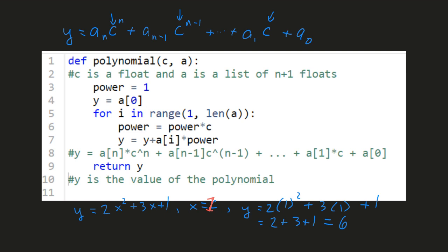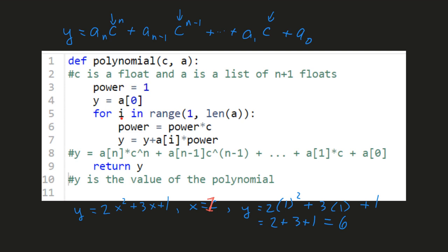It is taking as input a c, which is where a polynomial will be evaluated, and then a is a list of the coefficients. I'm going to start out by defining power to be 1 and y to be a0. Now a0 corresponds to the constant term of the polynomial. And the power is going to be the power that the c term gets raised to. Since the constant term doesn't have a c, it's not multiplied by c, that's why this is just left by itself.